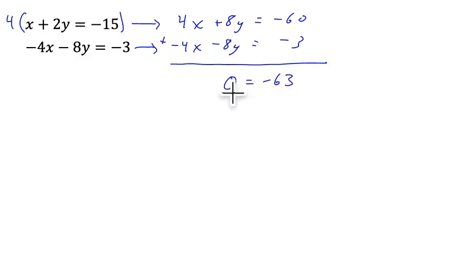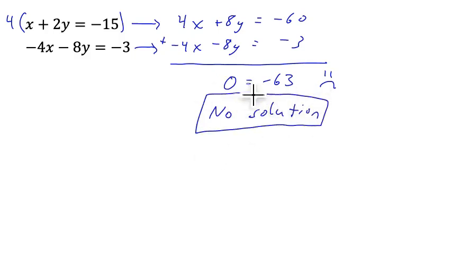Okay, so wait a second. 0 never equals negative 63. So that means we can stop here and we can say there is no solution. If this is a problem on a computer, you might need to write x equals dne for does not exist and y equals dne.